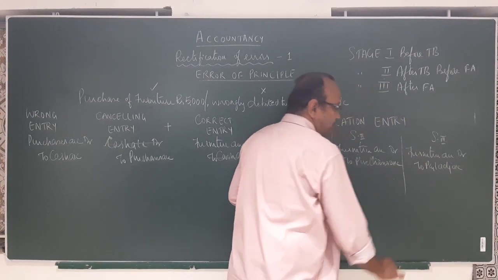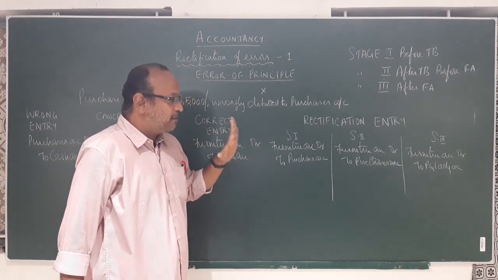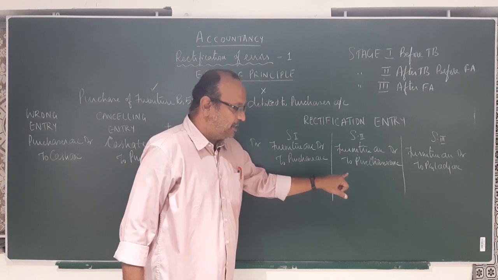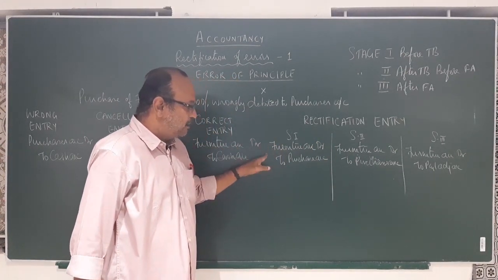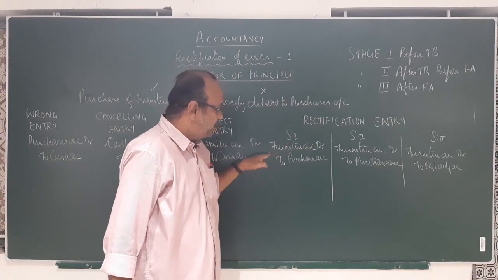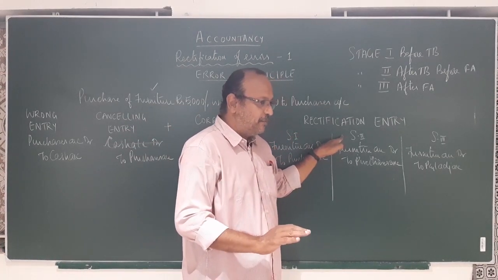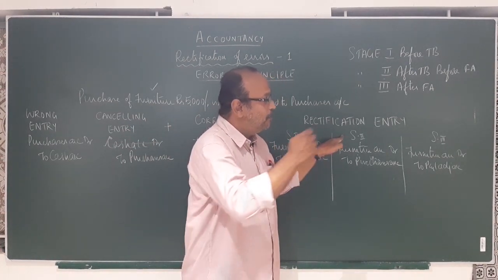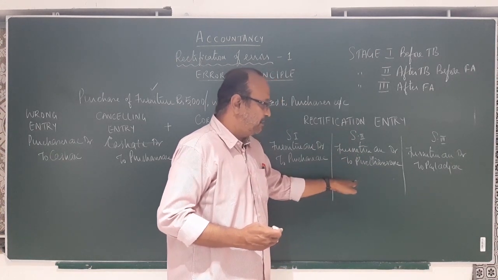Friends, we will not be writing all these three journal entries all together. We will be writing the journal entry according to the stage of rectification. If this error were located before preparing the trial balance, we will be writing this journal entry. Now, if we have already prepared the trial balance, we did not locate the error, but before final accounts we located the error, this journal entry will be passed.